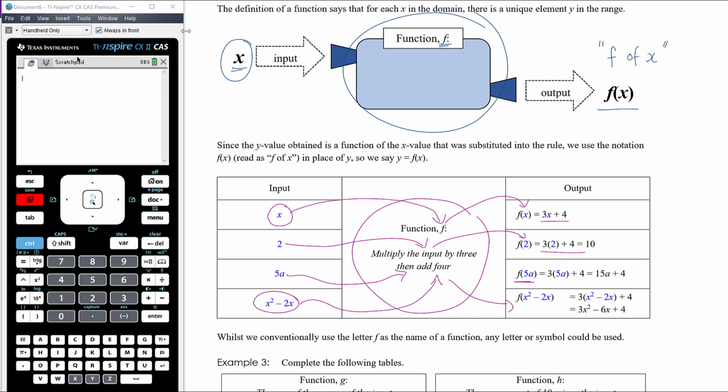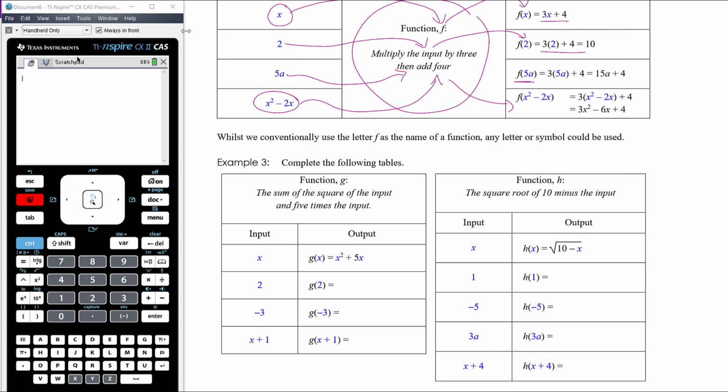So we conventionally use the letter f as the name of a function. That seems pretty obvious, but actually we could use any letter, and it's common to see others. We used p of x a lot when we talked about polynomial functions. We can use any letter, and they can be lowercase or uppercase.